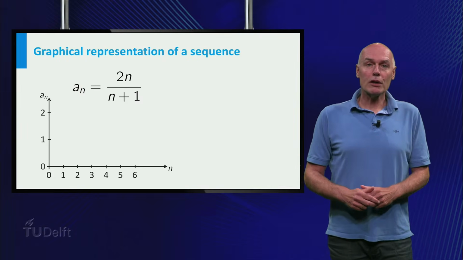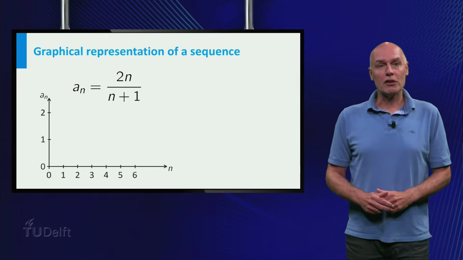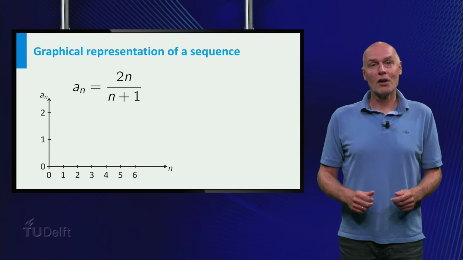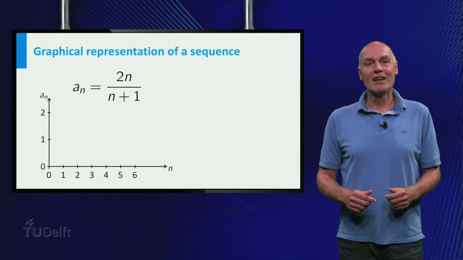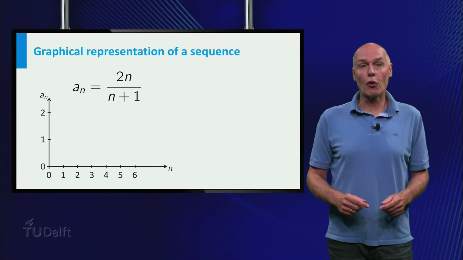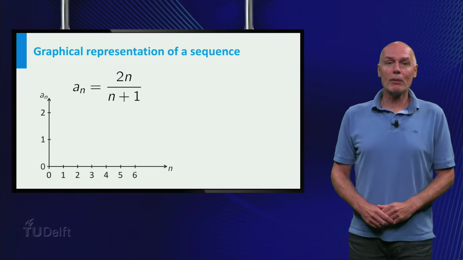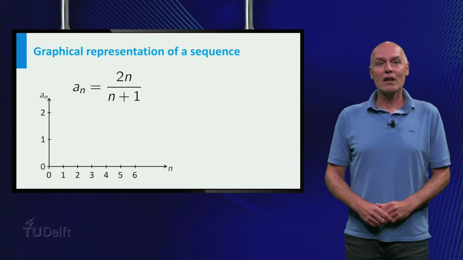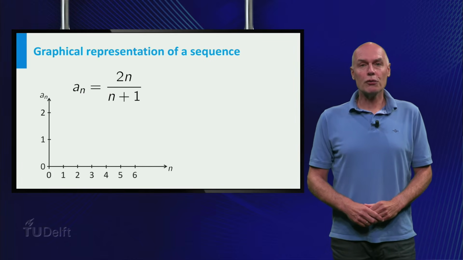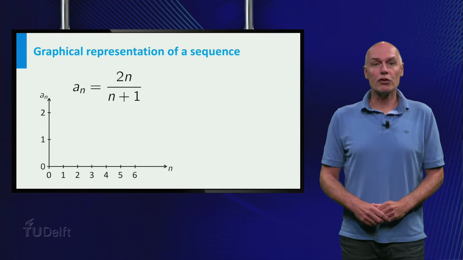We are already familiar with functions, mapping a real number x to a value f(x). In fact, a sequence is also such a function, but then with a special domain, the set of positive integers, so 1, 2, 3, 4, 5, etc. In order to indicate that the domain consists of integers only, we often use the variable n instead of x. Since a function can be depicted by a graph, we can do this for a sequence as well.